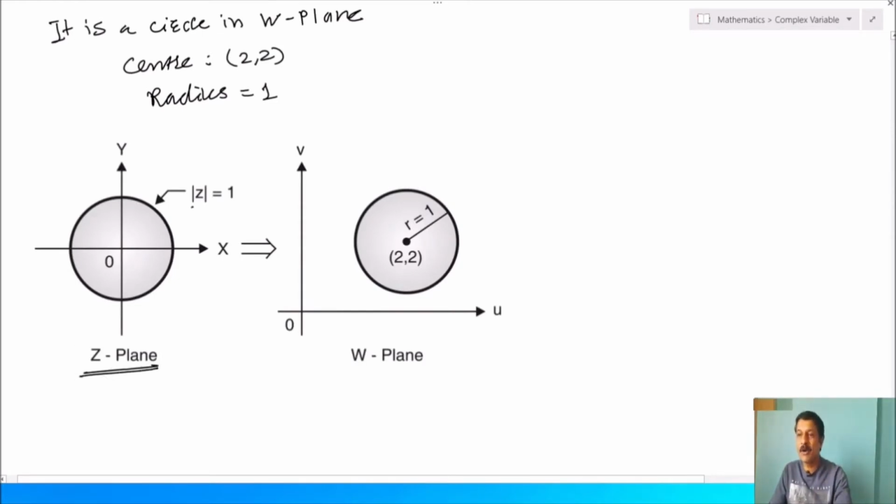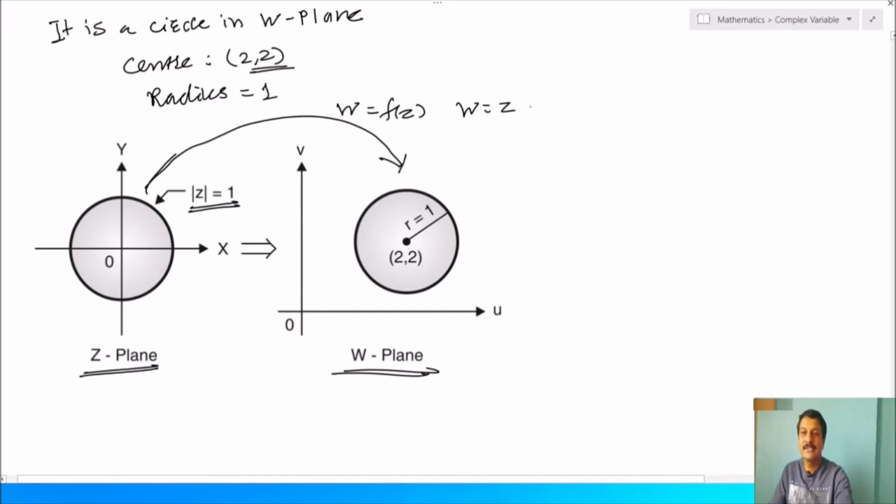So in the Z plane, it is mod of Z equal to 1 under the transformation W equal to f of z. Here it is nothing but W equal to z plus 2 plus 2i. In the W plane, it is a circle of radius 1, center at 2, 2. So that is your final answer.